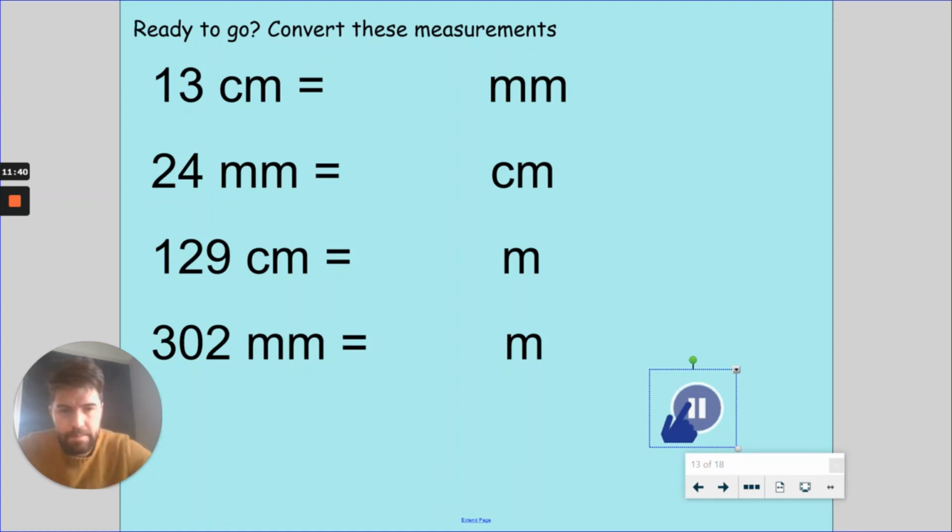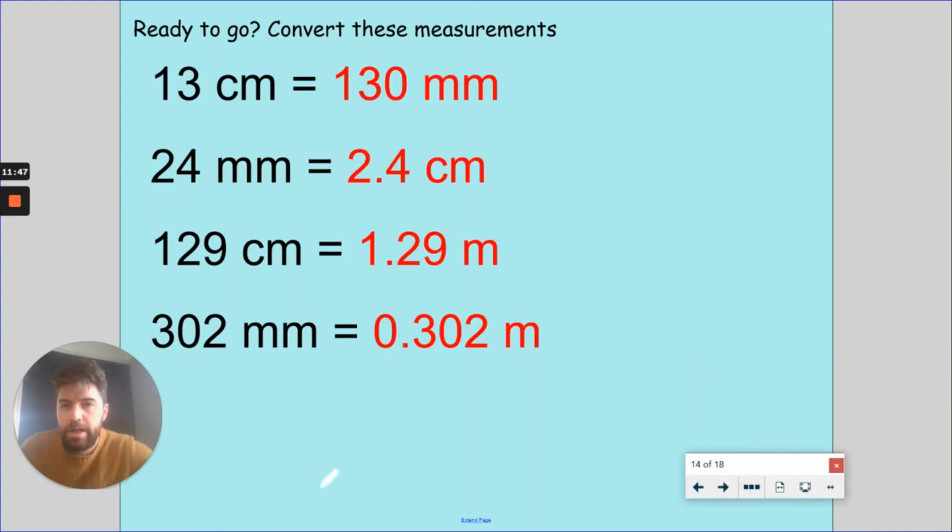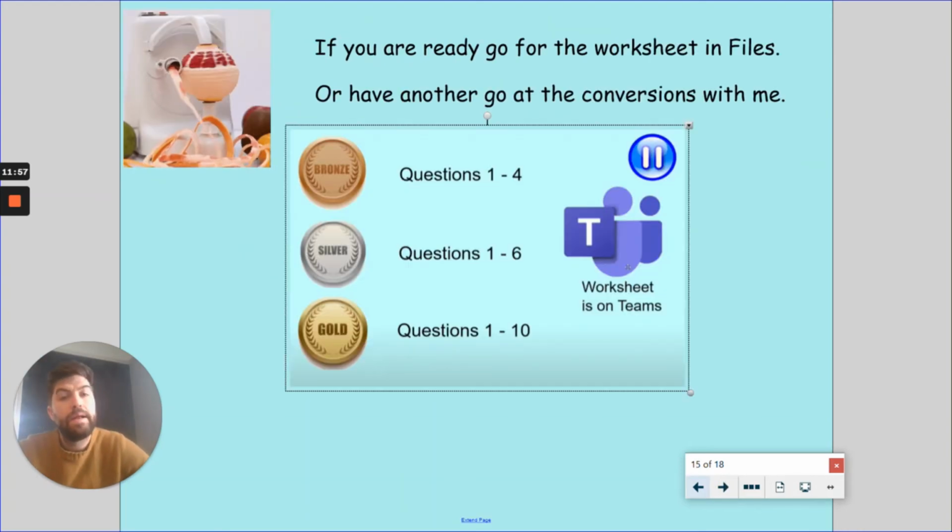Okay, hopefully you've done all 4. Here come the answers. So just tick and fix your answers, see how you did. And what you can do now, once you've ticked all of them, is make a decision. Are you ready to go? Are you ready to grab the worksheet and files and work through them?